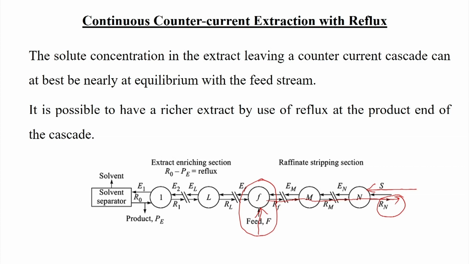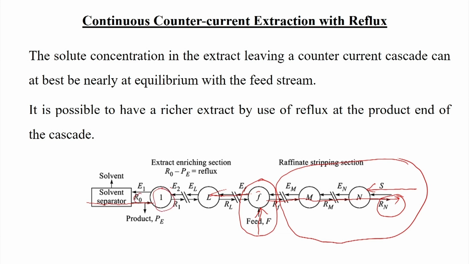So, to increase the extraction efficiency also, suppose extracting solvent is added in the nth stage. So, this part is common. So, we can say that the raffinate stripping section is common. The feed is added in between these stages, and after that this extract will be following this route, and then whatever another feed, or whatever R 0, is added in the first stage.